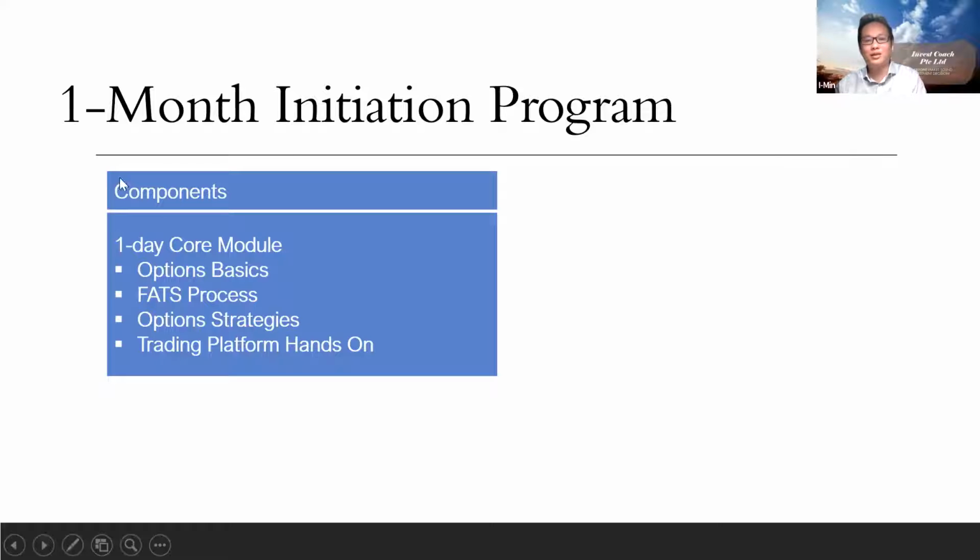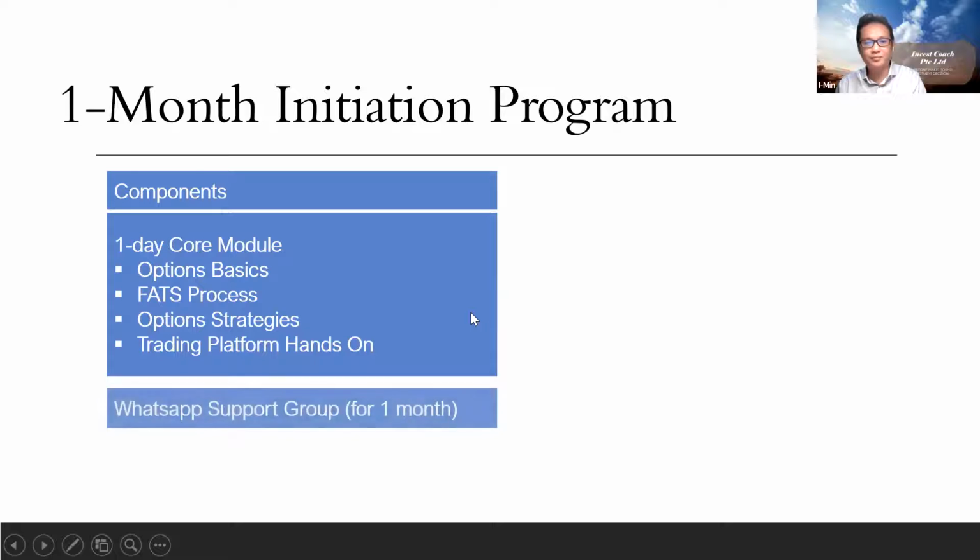What is this 1-month initiation program about? There is 1 full day of lessons, which we call the 1 full day core module. This is where you learn the options basics, details about the process, and more about option strategies. Most importantly, you have the trading platform hands-on. Prior to the program, Xiong Yo will send you instructions to sign up for the platform, and during the course you will practice hands-on. This takes 1 day, 1 Saturday.